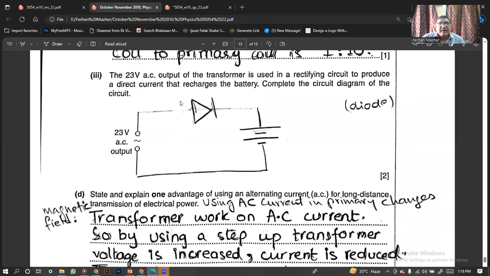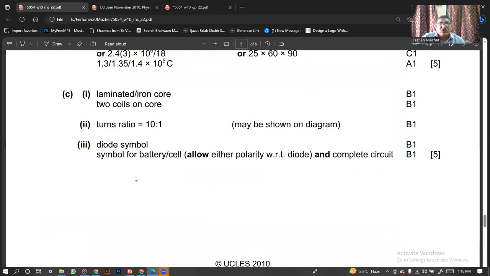So you see here I have connected a diode, and the diode will let the current only flow in this direction. When the alternating current tries to flow in this direction, it will not let it flow. So now this diode will only let the current flow in this direction, and we have connected it with the positive terminal of the battery. So when you connect the incoming current with the positive terminal of the battery, that recharges the battery. So this is how you will draw this diagram. He says diode symbol for battery shall allow either polarity with respect to diode and complete circuit.